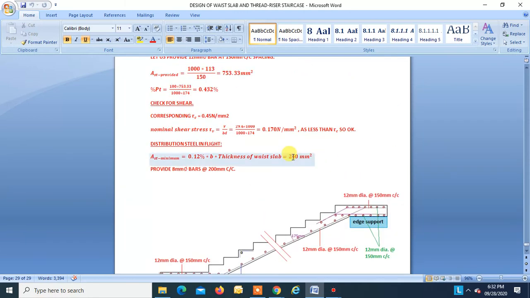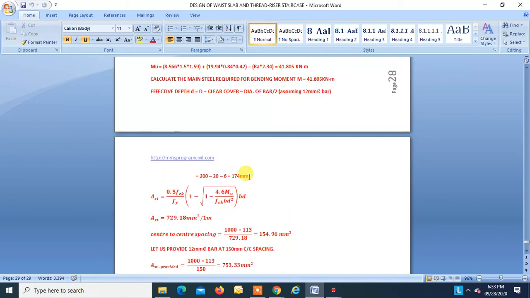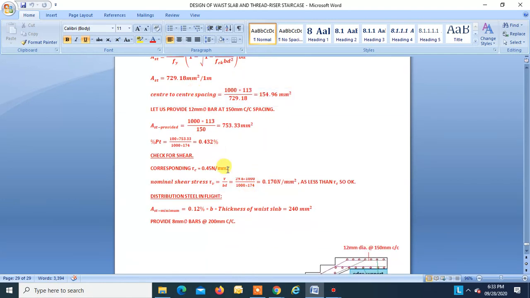Okay. Now check for shear. Corresponding tau c is found to be 0.45. This is our Ast provided. This is our pt. And so tau c is found to be 0.45 for this pt when fck is equal to 20 using table number 19 of IS 456 2000. Okay. Nominal shear stress V by bd. This is reaction, which we found for reaction is 29.6. So we get tau v is 0.170, which is less than tau c, so safe.